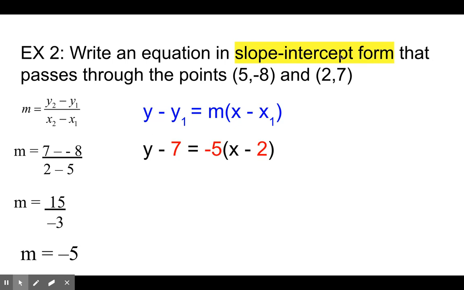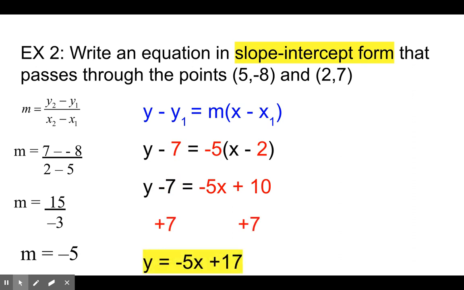But today we want to go slope-intercept form, so I'm going to distribute. And so negative 5 times x gives me negative 5x, and negative 5 times negative 2 gives me positive 10. Now we want to get this y alone, so we do the opposite of minus 7, which is adding 7, and we're going to end up with negative 5x plus 17.